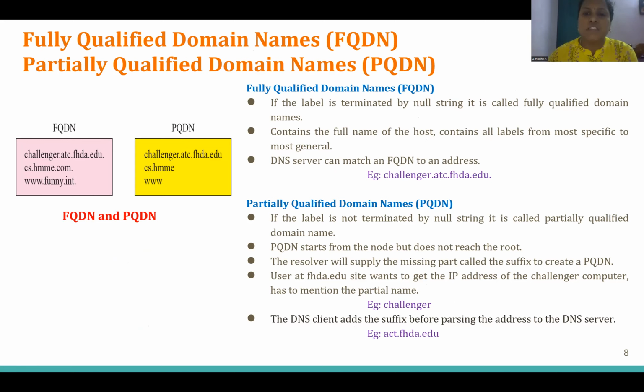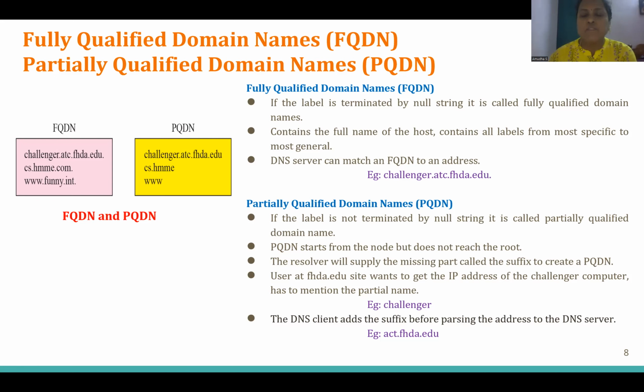A DNS server can match a fully qualified domain name to the particular address. For example, challenger.atc.fhda.edu. This is a fully qualified domain name. From the leaf node to the root node, all the way from the host, all the representations are properly defined.